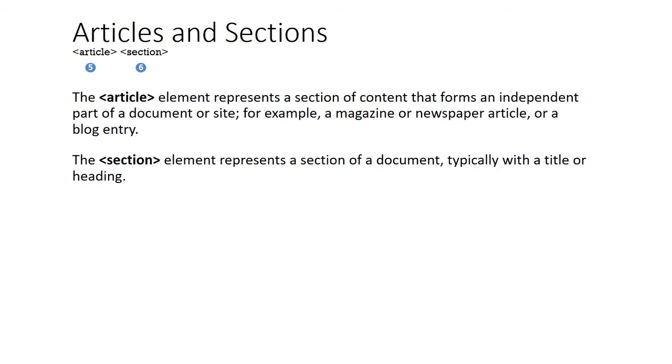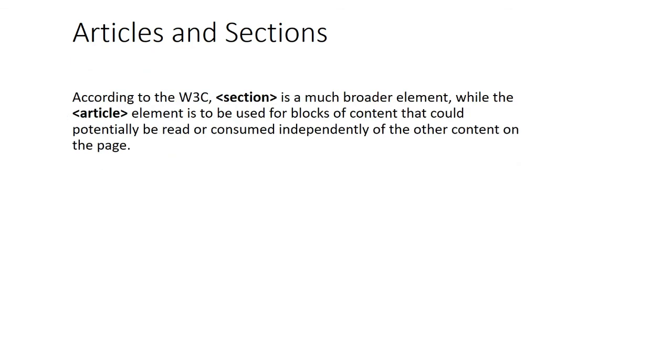And the section element represents a section of the document. Generally it is written with a title or heading. Okay, section. According to the W3C, section is a much broader element, while the article element is used for a block of content that could potentially be read or consumed independently of the other content on the page. If you are talking about the difference between section and article: section we can apply anywhere in the page, not a problem. But article is for something that is not related to any other part of the document, and that we can keep inside the article.